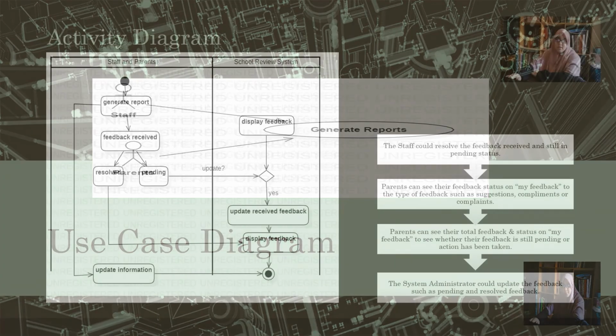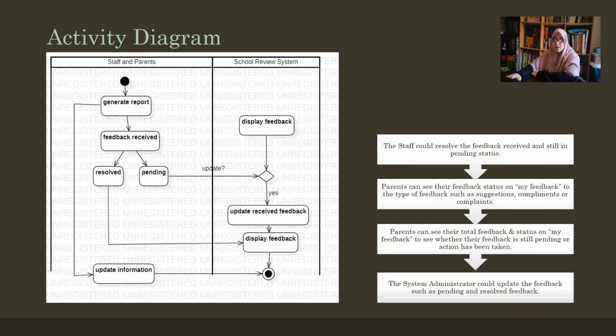So here we have the activity diagram. The staff can resolve the feedback received that is still in pending status, and parents can see their feedback status, such as suggestion, compliments, or complaints. They also can view the feedback that has been resolved and the feedback that is still in pending status. And lastly, the administration can update the feedback, and that is how the system will end.